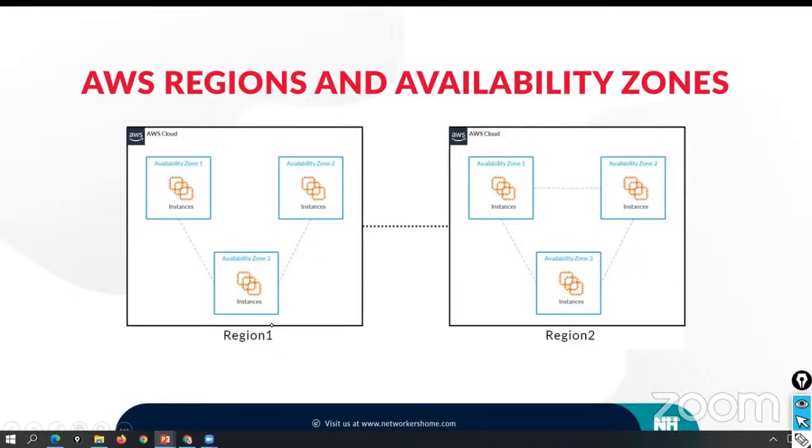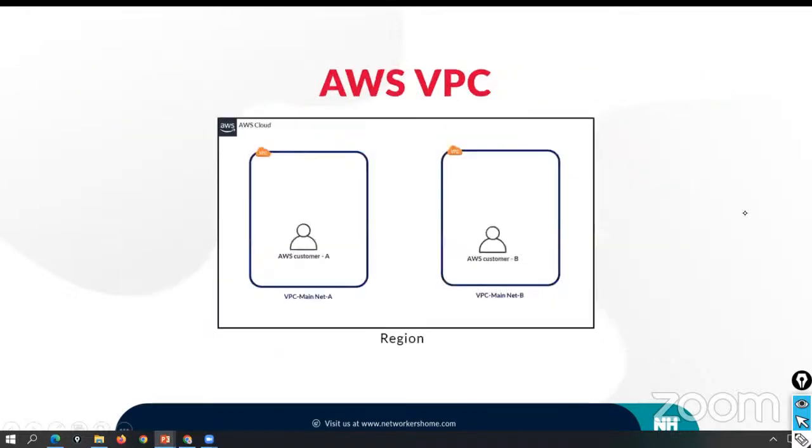Now the question is how AWS is going to isolate resources belonging to different customers. Let's say I have my AWS account and you have your AWS account. Let's say both of us are using region 1. So how AWS is going to isolate resources belonging to your account and my account. For that, AWS uses VPC. VPC stands for Virtual Private Cloud.